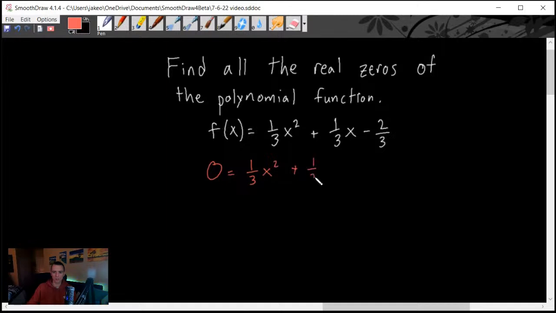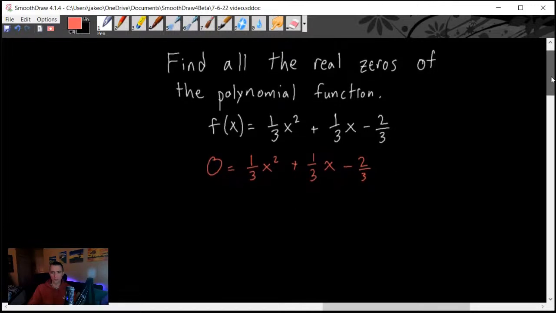Now, the hard part from there usually is figuring out what x values actually solve this equation. So we can use the quadratic equation if we wanted to, just like we did in the last example, where basically we would have a equals 1/3, b equals 1/3, c equals -2/3, and just plug it into the quadratic equation. But what I'm going to do here instead is show you an example of factoring this.